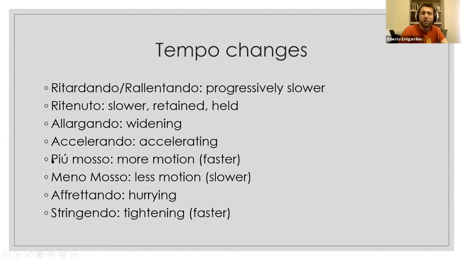So when you say più mosso, mosso means motion. It's asking you to go faster. Meno is the opposite. It means less. Less motion. These are two markings, affrettando and stringendo, that are a little bit more sophisticated. Affrettando means hurrying.